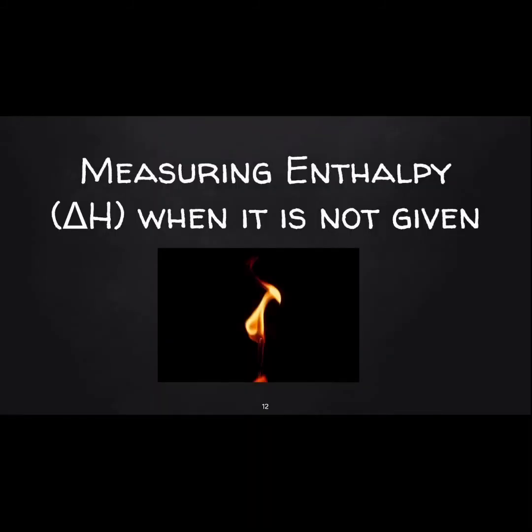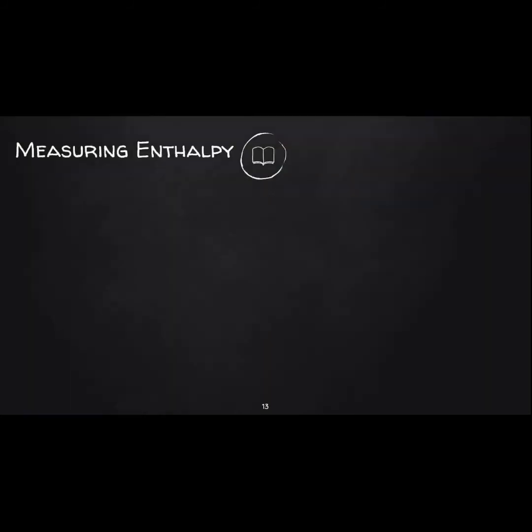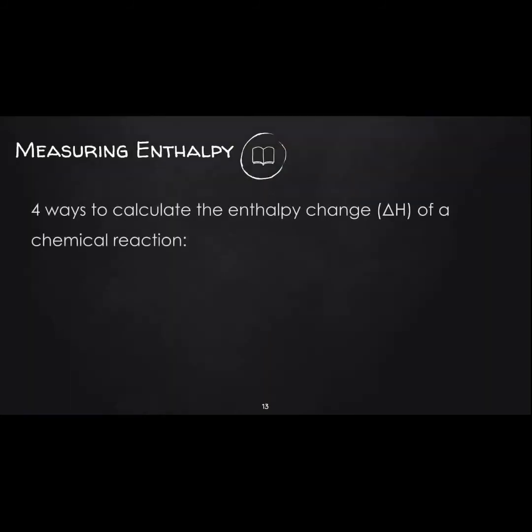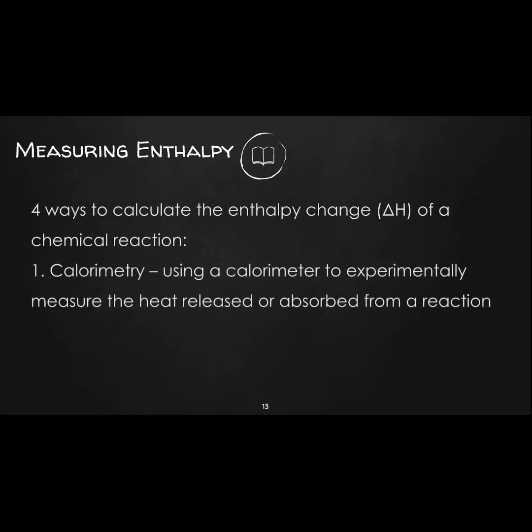Next, we're going to talk about measuring enthalpy when it's not given in the question. There's 4 different ways to calculate the enthalpy change, which is delta H, of a chemical reaction. The first one is using calorimetry, using the calorimeter to experimentally measure the heat released or absorbed during a reaction. We're going to talk about that in a little bit.